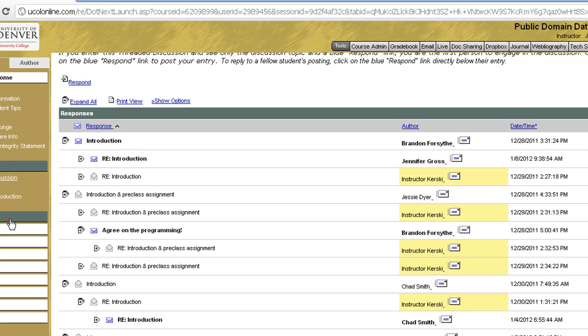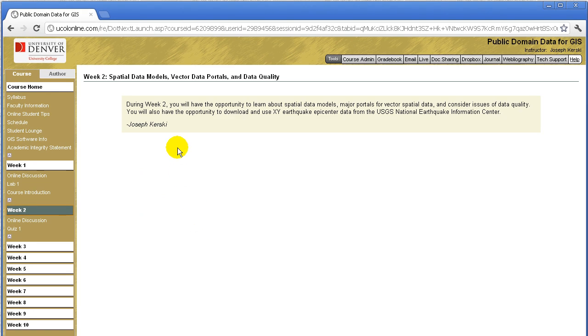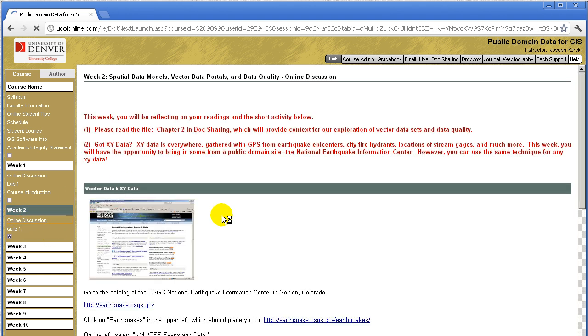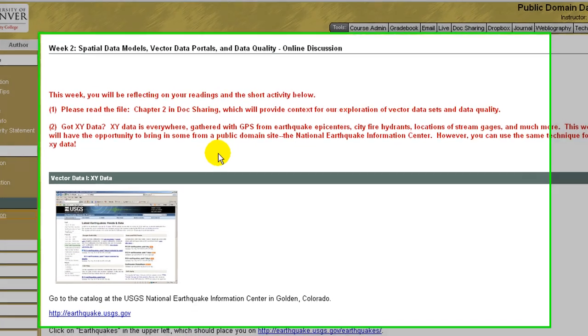Let's go to week 2 now. During week 2, you will have the opportunity to learn about spatial data models, major portals for vector spatial data, and consider issues of data quality. You will also have the opportunity to download and use XY earthquake epicenter data from the USGS National Earthquake Information Center. And here's the specific assignment.